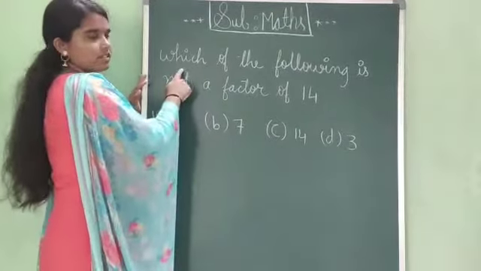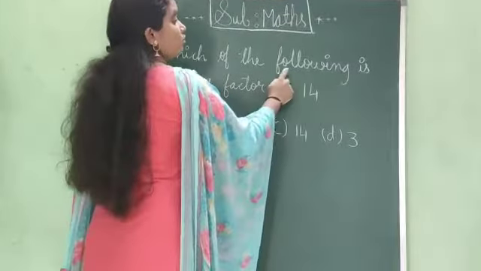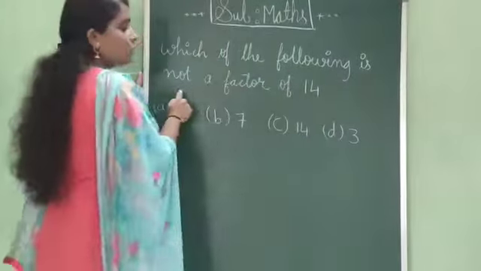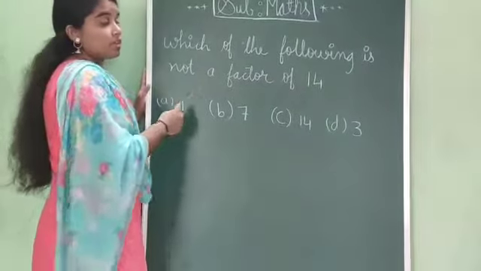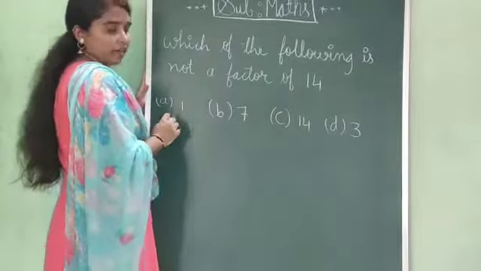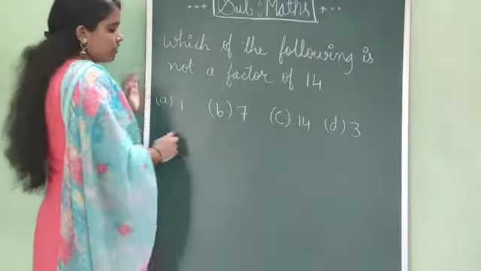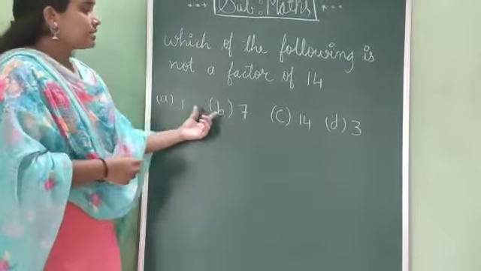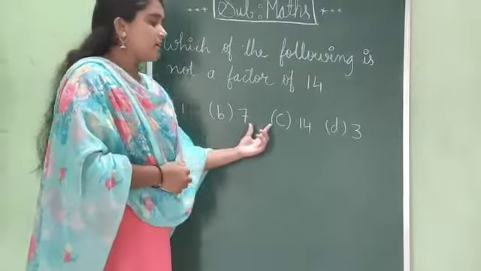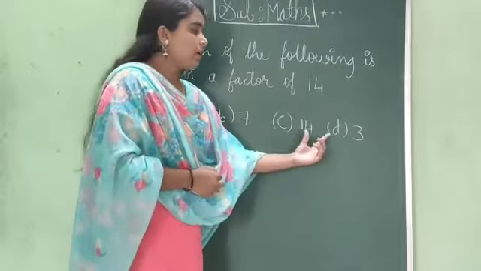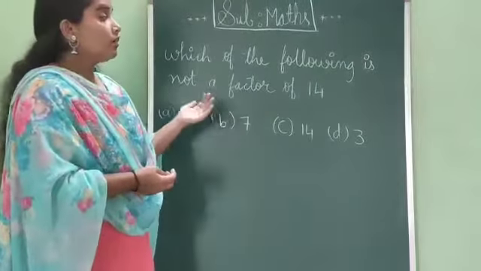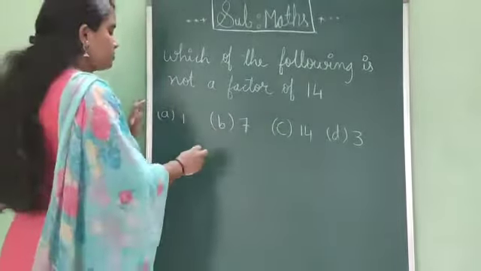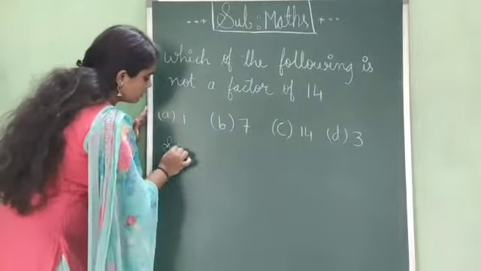So the next one is C. Which of the following is not a factor of 14? What they said is, which one of the following is not a factor. So here the options they gave: the first option A is 1, B option is 7, C option is 14, and D option is 3. So we need to find out which one is not a factor. So I will show you the solution here.